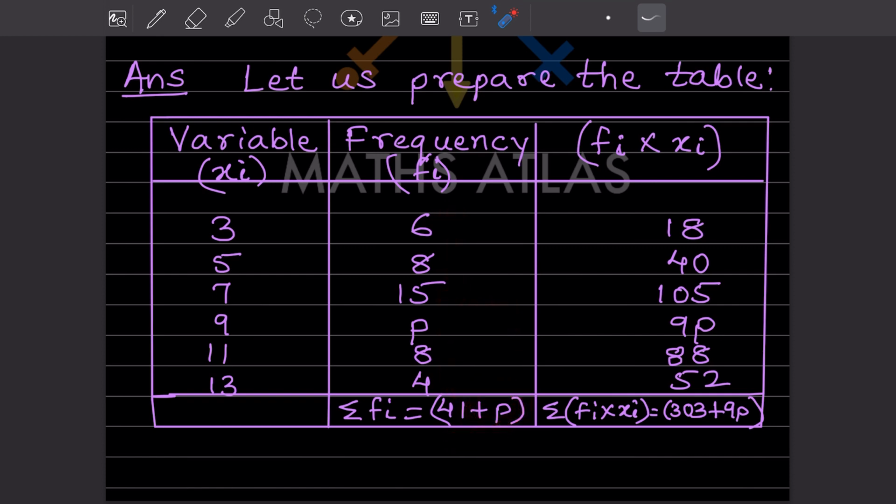Now look here. This will be the summation of fi into xi. So you add these, and that is 303, and you have to add 9p. So hope you got this one first.